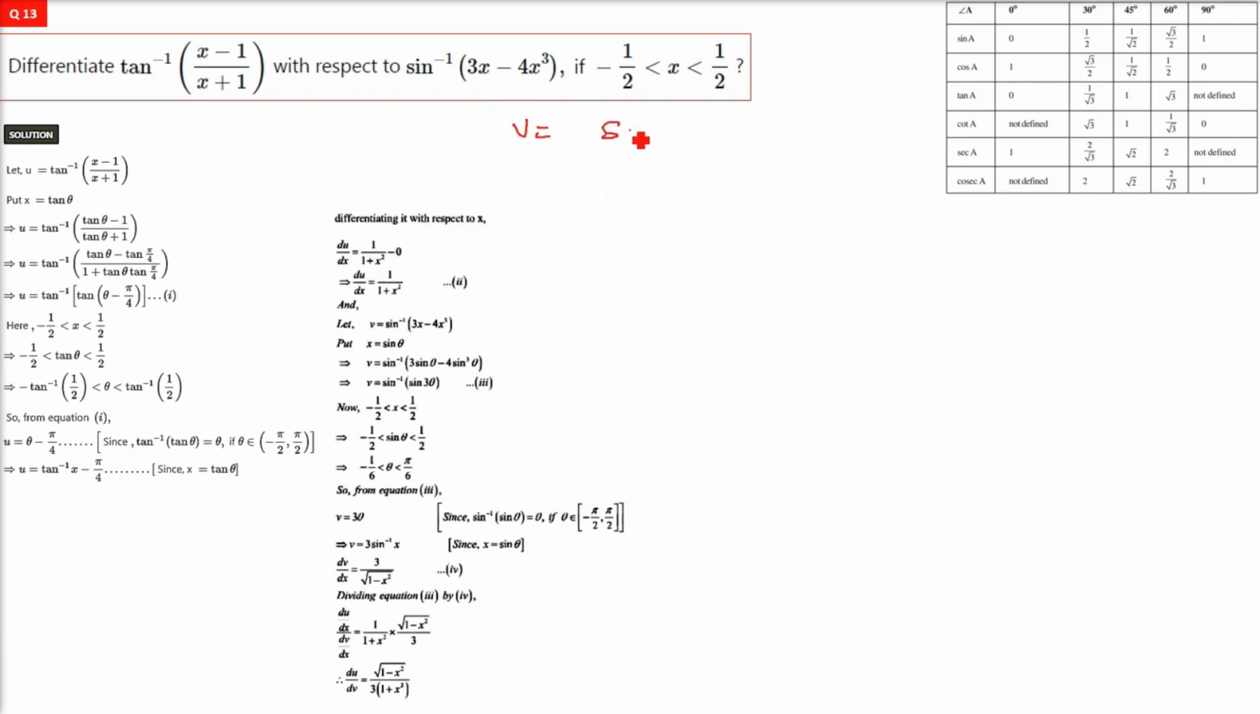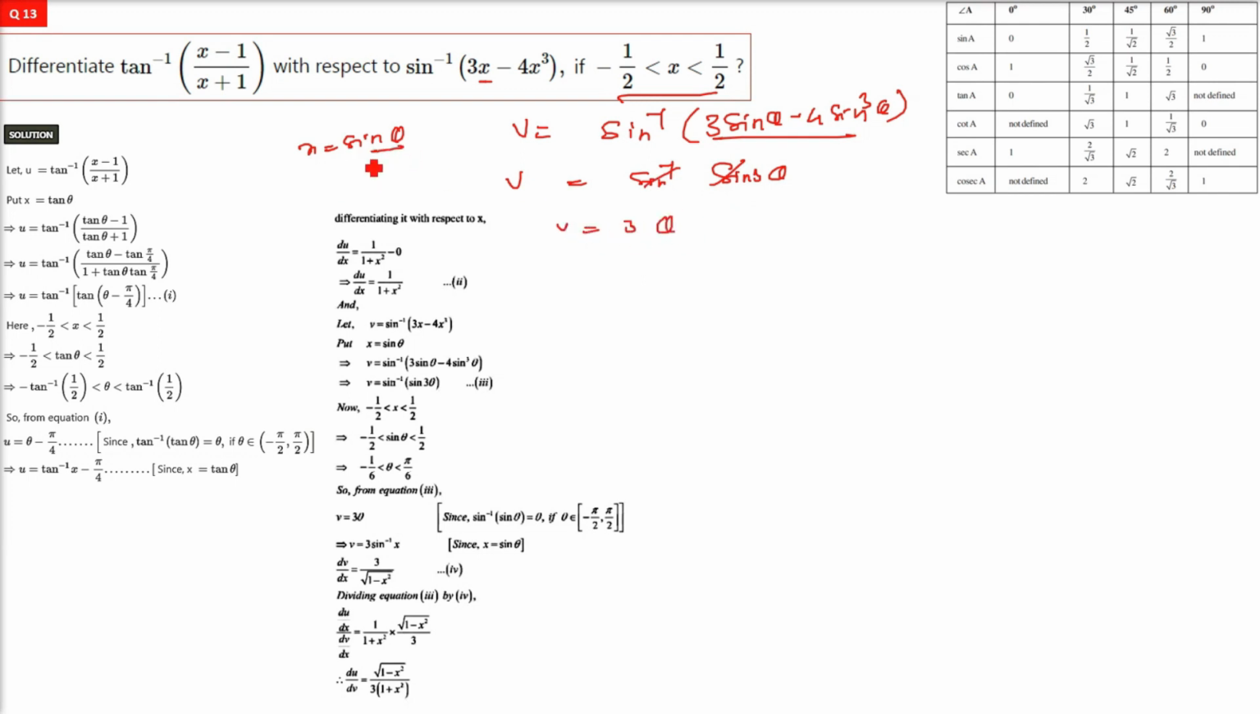V is sine inverse of 3x minus 4x cube. So x we are going to put as sine theta. This kind of bound checking we have already done in the previous discussion, so I am just leaving it for you. V is equal to sine inverse of 3 sine theta minus 4 sine cube theta. We have put x as sine theta. So the inside one is sine 3 theta. So you can directly write sine inverse sine 3 theta. Now you can cancel these two, sine and sine inverse. So V is equal to 3 theta here.